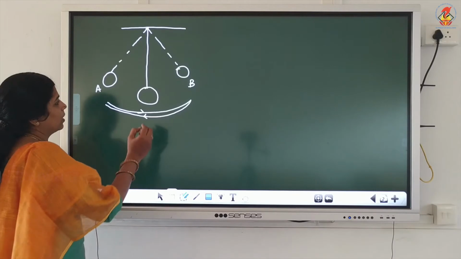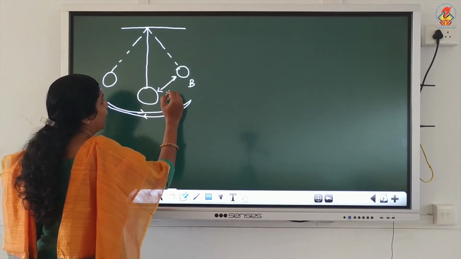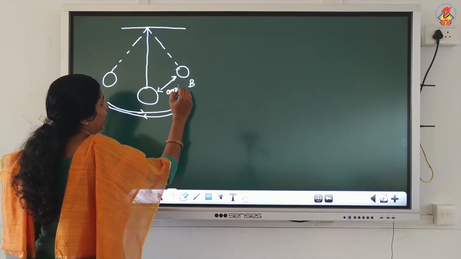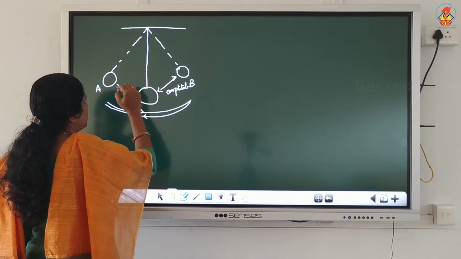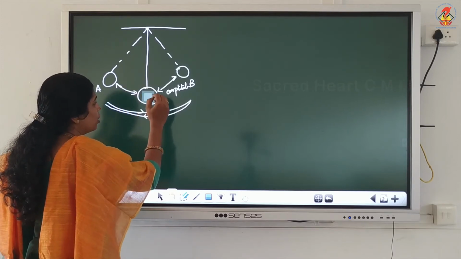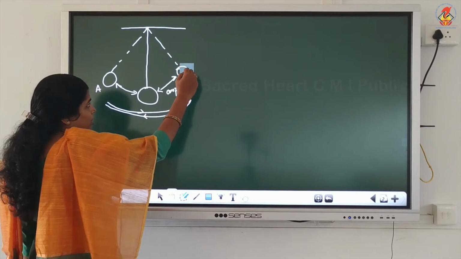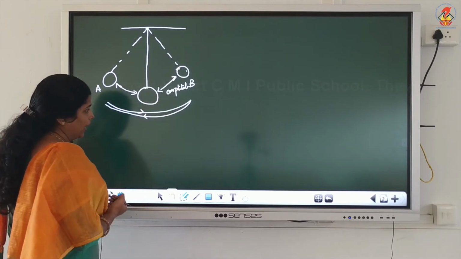This distance is represented by the amplitude. This is the mean position. The distance from the mean position towards the extreme position is represented by the amplitude.